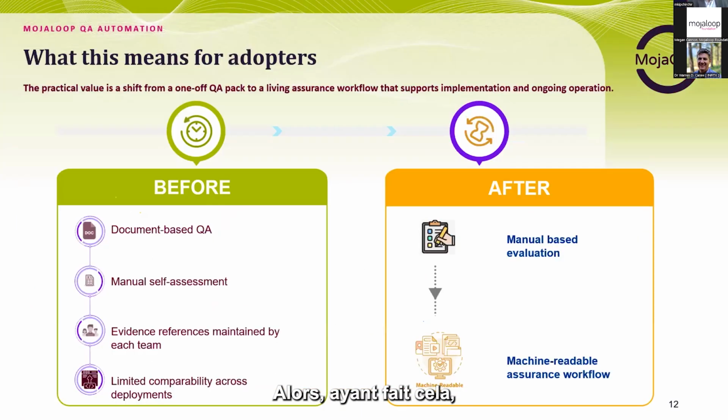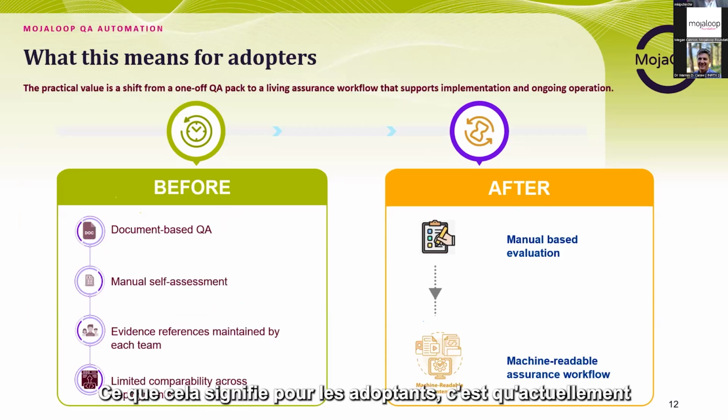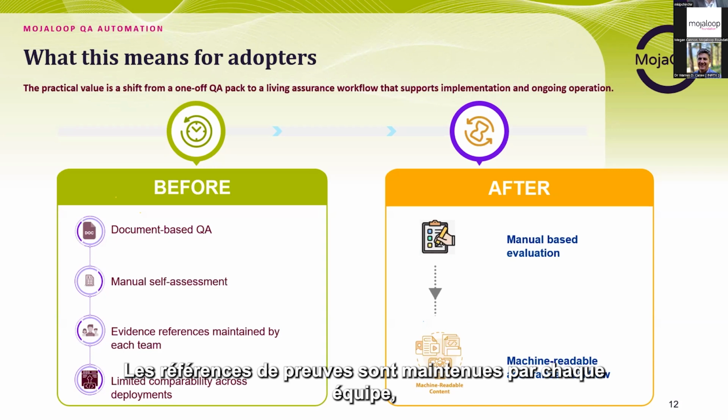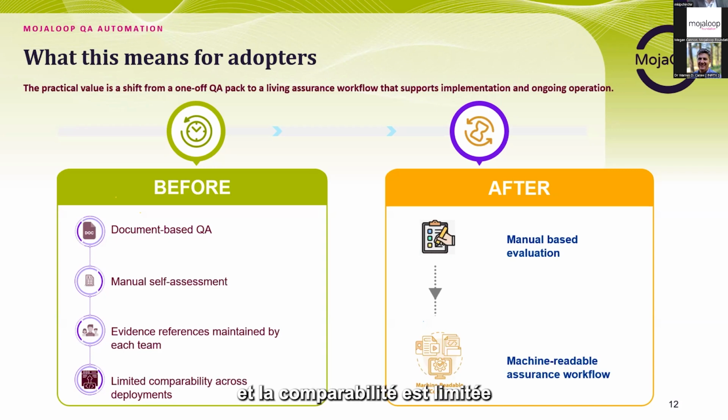So having done that, what does this mean for adopters? What it means for adopters is currently we use document-based QA, which is still useful for the community and for the adopters to assure their deployments. There is a lot of manual self-assessment, and that comes with the issues that we'll see with any manual systems. Evidence reference is maintained by each team, and there is limited comparability across deployments.